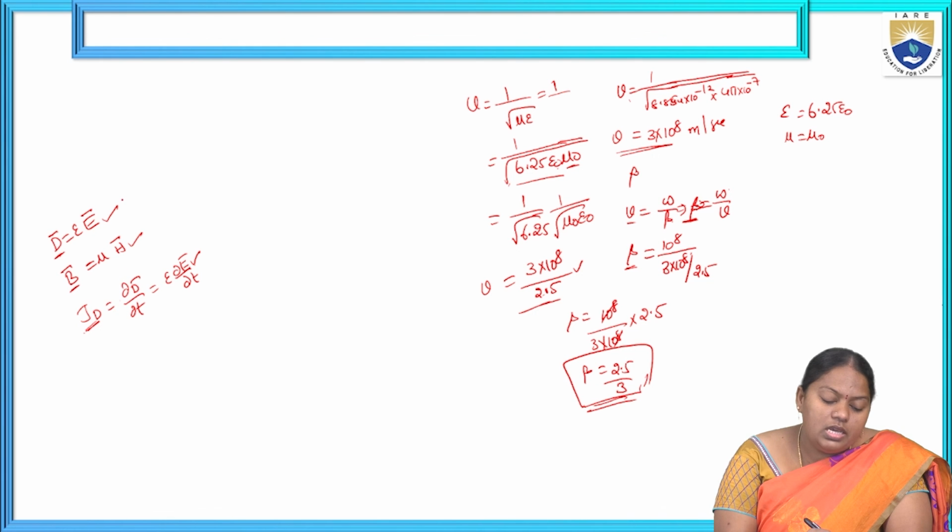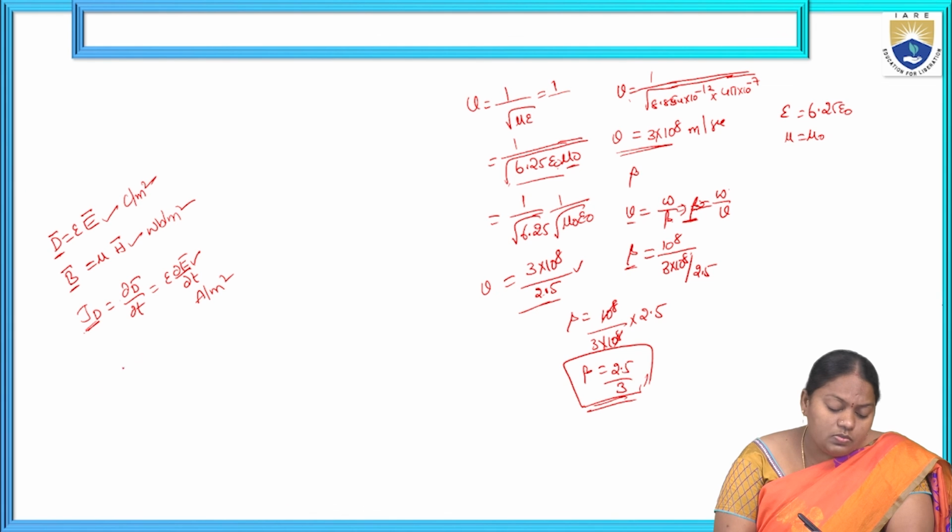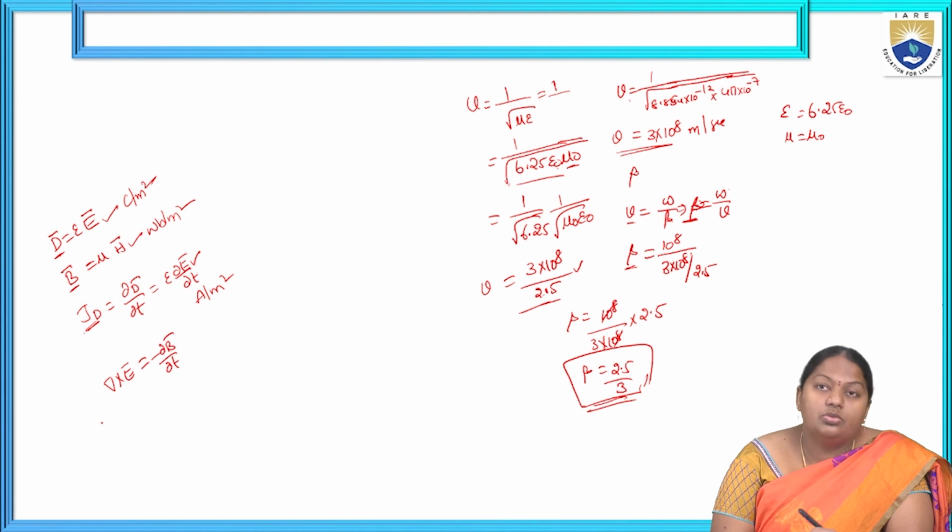And as we know, D can be measured in coulomb per meter square, flux density B bar can be measured in Weber per meter square, and this JD is measured in ampere per meter square. And we can use one of Maxwell's equations for the time varying fields, that is del cross E bar equal to minus dou B bar by dou T.